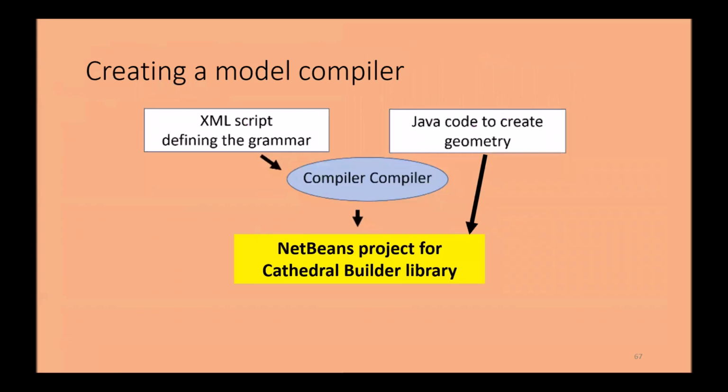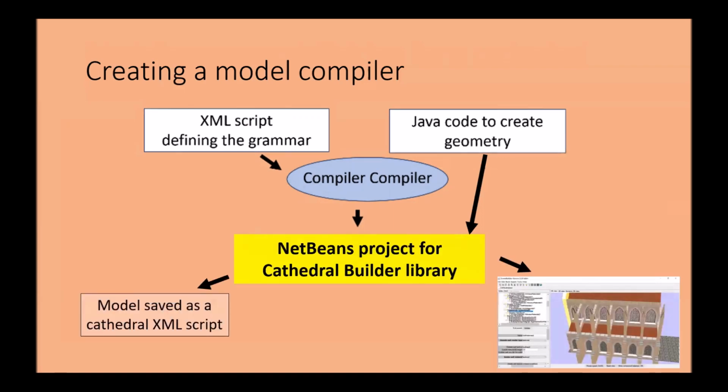The grammar is input to a compiler, which generates the model builder library. The generated Java code is modified manually with code that creates the target object's geometry. This results in the NetBeans project for the model builder library that can be built and added to the thing builder or scene builder. The model editor inside the cathedral builder is able to save the model as an XML script. The model compiler is able to generate 3D models in VRML and OBJ formats.